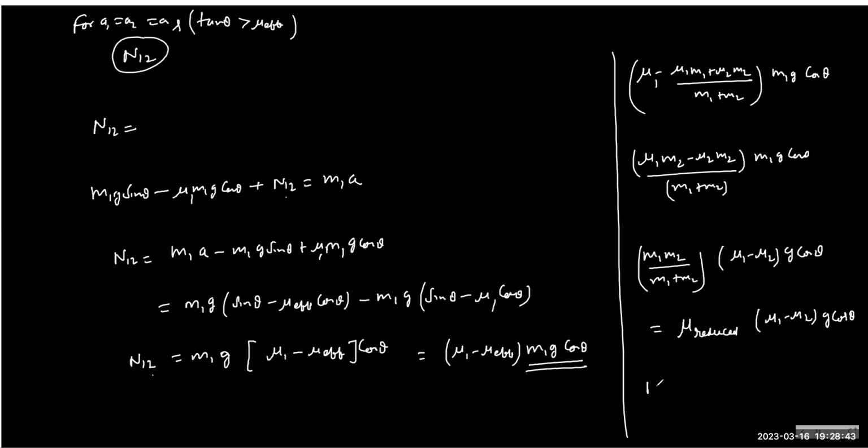So the reaction force is like a reduced mass. If you write it as mu, I will call this a reduced mass, just to make it easy, into g cos theta, and then we multiply with the difference of coefficients. Eventually, it's easy to remember. If you can remember this, it is easy for you.